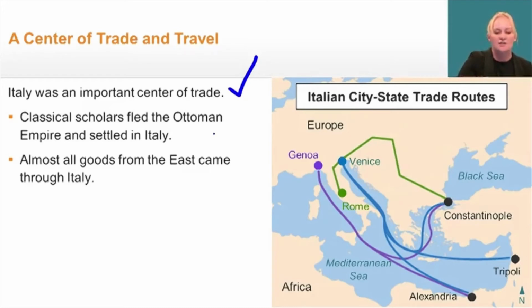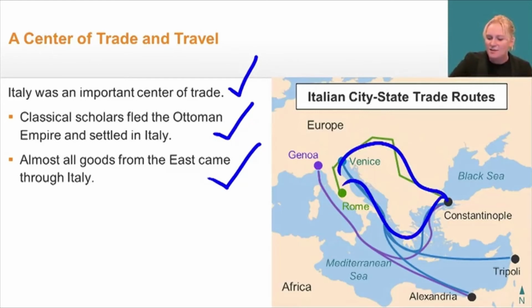Classical scholars actually fled the Ottoman Empire and settled in Italy. When I say that, I mean that the Ottoman Empire had conquered the Eastern Mediterranean. And so the Arabs actually saved these works from the Greeks and the Romans, and they brought them with them to Italy, because almost all goods from the East came through Italy. You can see here these trade routes. Everything that comes from Constantinople eventually has to go through Italy.